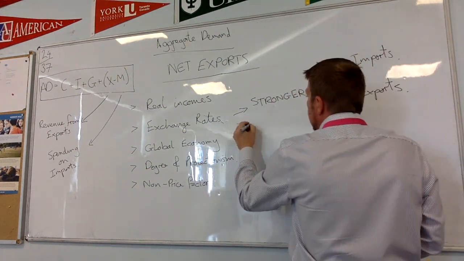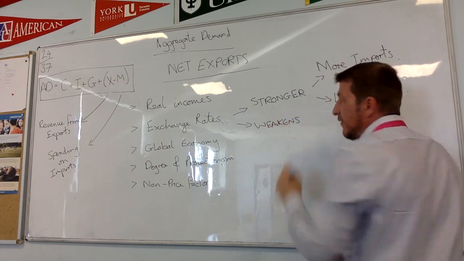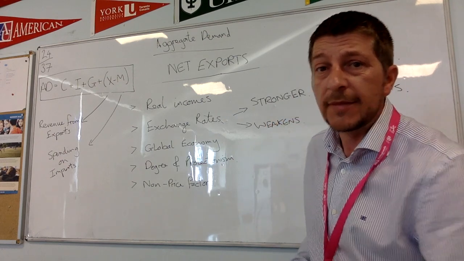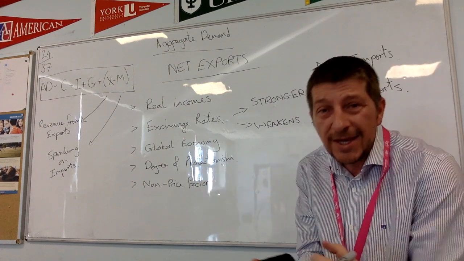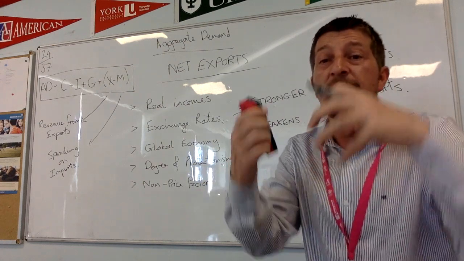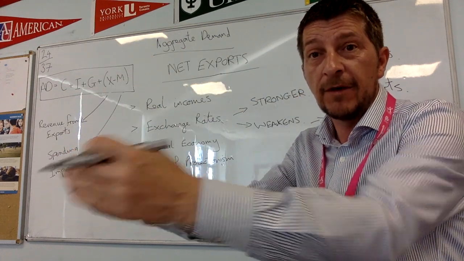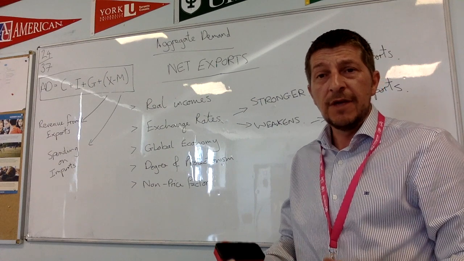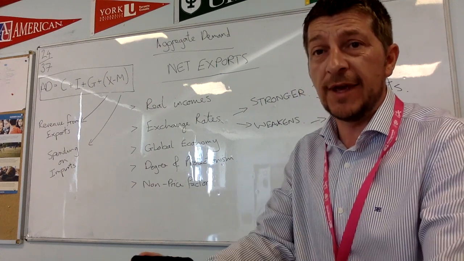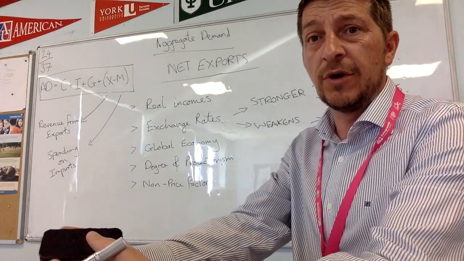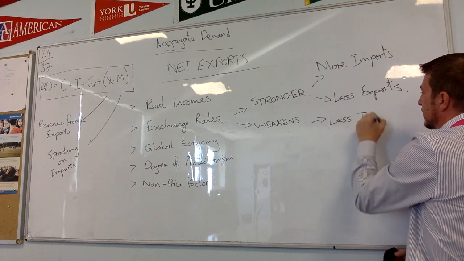Now, the opposite is also true. So if your currency weakens, okay, what is going to happen to this? Well, actually, if your currency is weakening, it means you have to spend more of it to buy foreign products. Okay, so just think that through. If your currency is weakening, you have to spend more of it in order to buy foreign goods. That means that you have less imports.